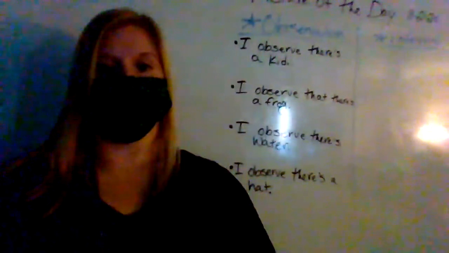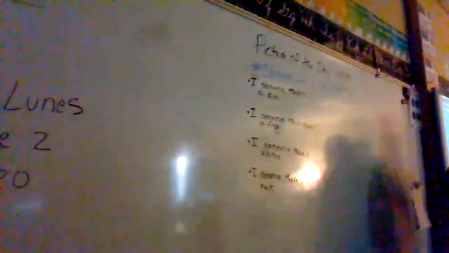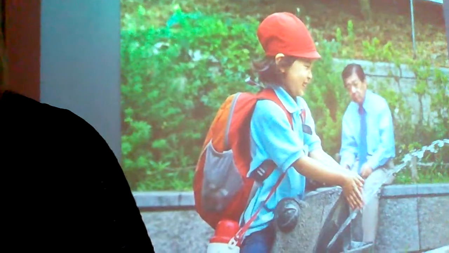Okay. Here, let's make sure our virtual learners can see the ones we wrote down. How many of you said I observe there is a man? Anyone say that? Okay. Or an adult? Did anyone say I observe there's a backpack? Okay, there's a backpack. Water bottle. Did anyone say I observe there's a water bottle? Okay. Did anyone say I observe there are plants? I said bushes. Or bushes? Did anyone say I observe that the boy is smiling?